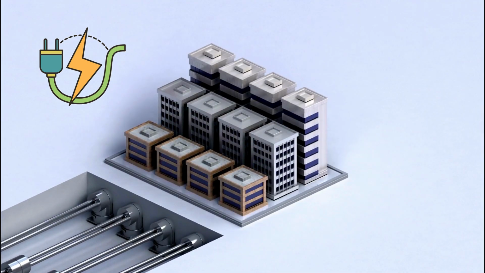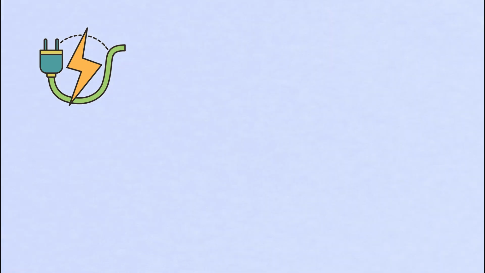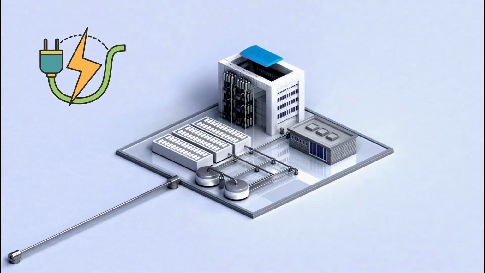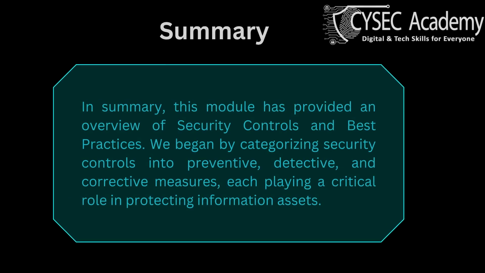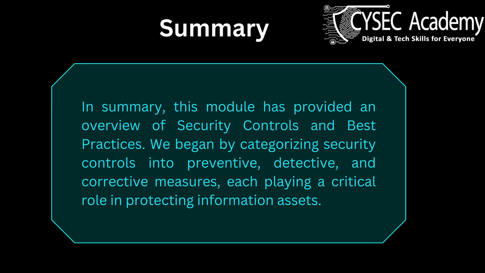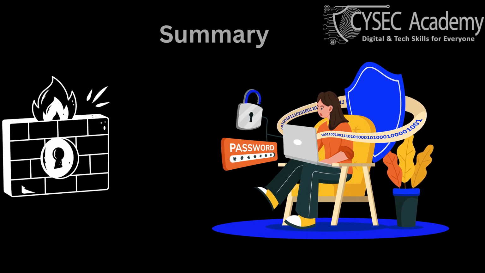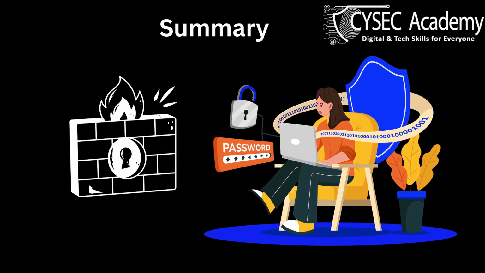These physical controls are essential for securing the tangible aspects of an organization's information systems, ensuring that both the infrastructure and the data it houses are protected from physical threats. This module provided an overview of security controls and best practices. We began by categorizing security controls into preventive, detective, and corrective measures, each playing a critical role in protecting information assets.